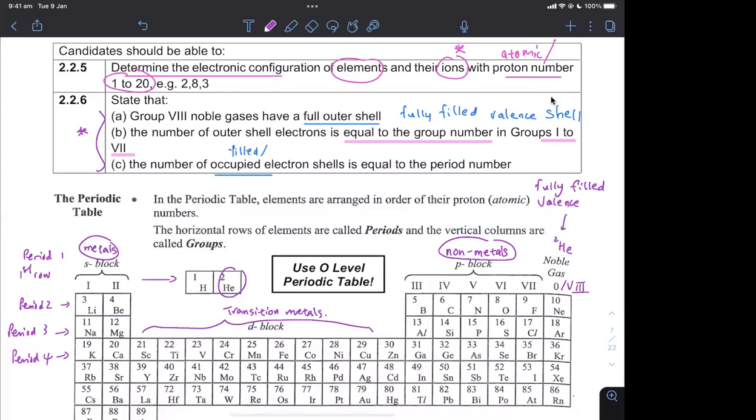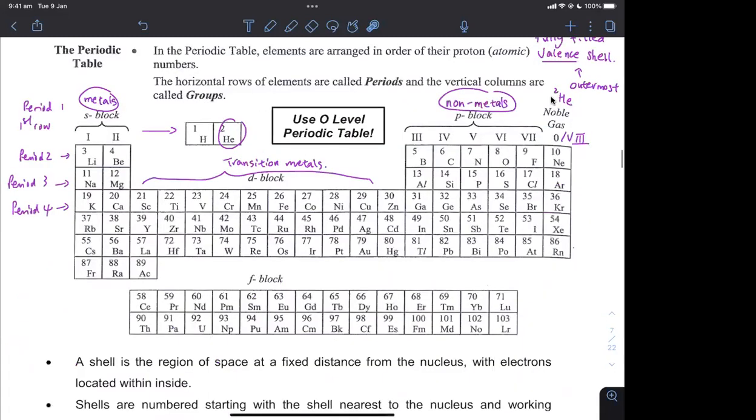Valence there refers to outermost. So outermost means the one which is furthest out in the electronic shell. Okay. The number of occupied electron shells is equal to the period number. If you are a second period element, you will occupy up to the second shell. If you are a third period element, you will occupy up to the third shell, and so on and so forth. All right. So that was what you had done, and not to worry too much about that.